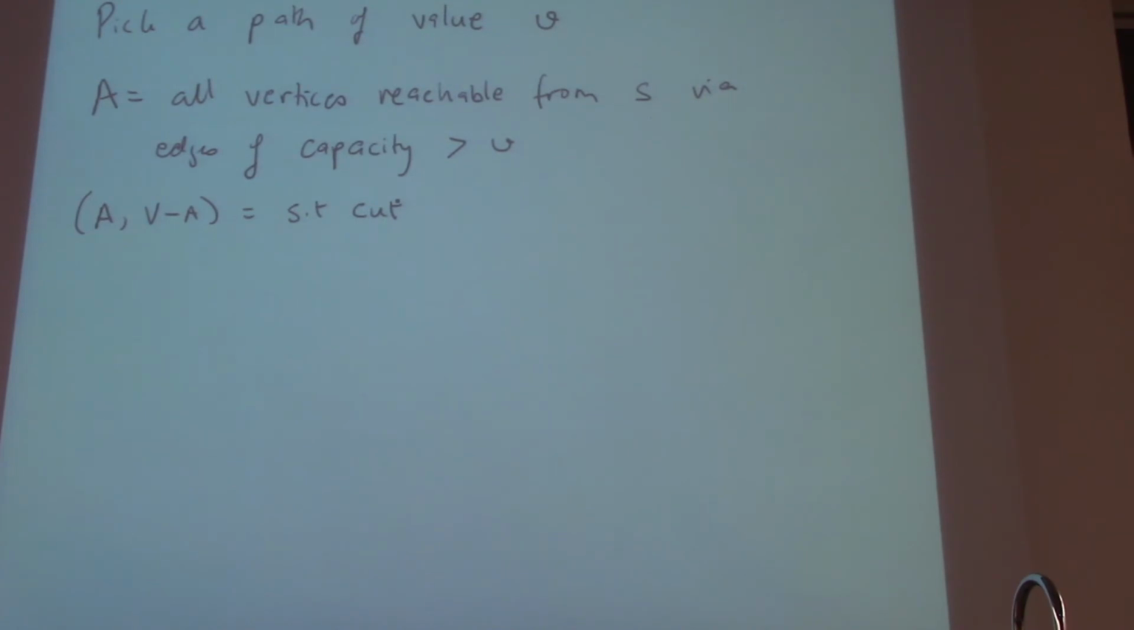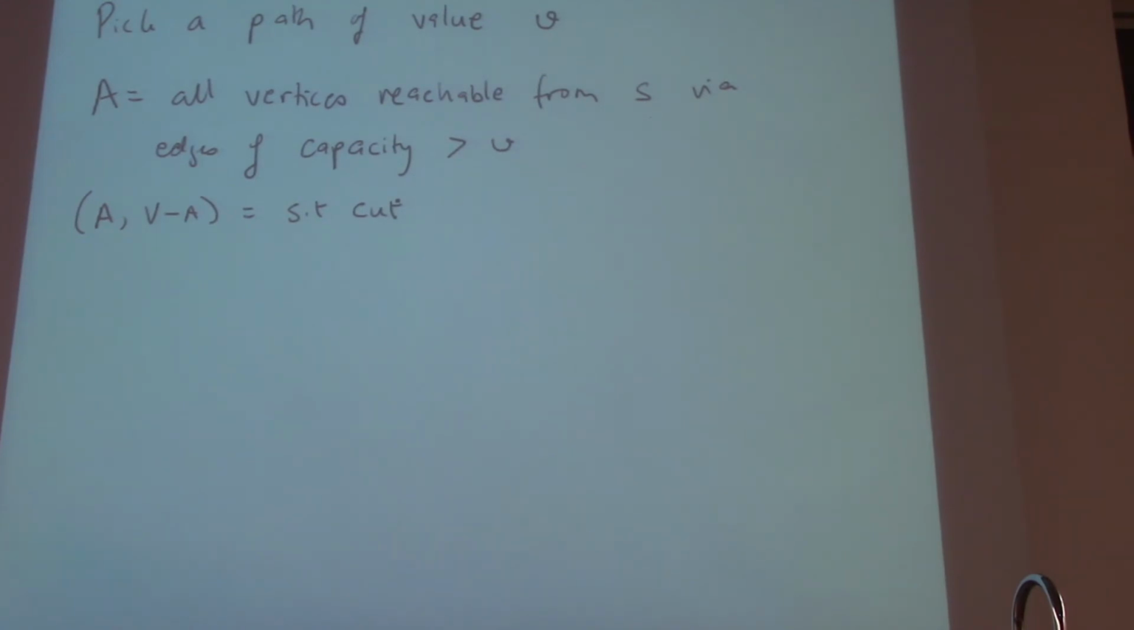Does this make sense? I feel like maybe this is a little confusing. So I assumed that the max value I could push from S to T was V. So if I look at the edges that have capacity more than V in this residual graph, they can't contain T as well, because otherwise I would have pushed it. So this is an ST cut.